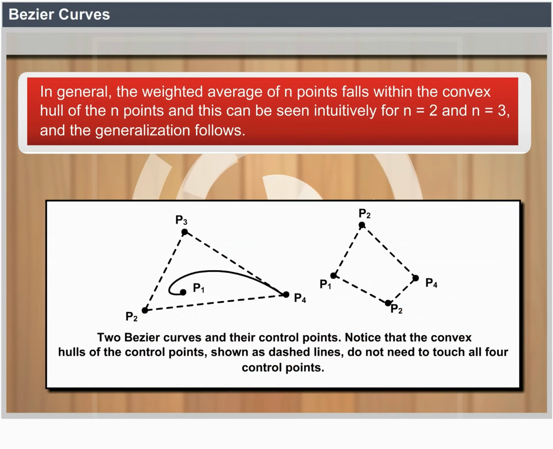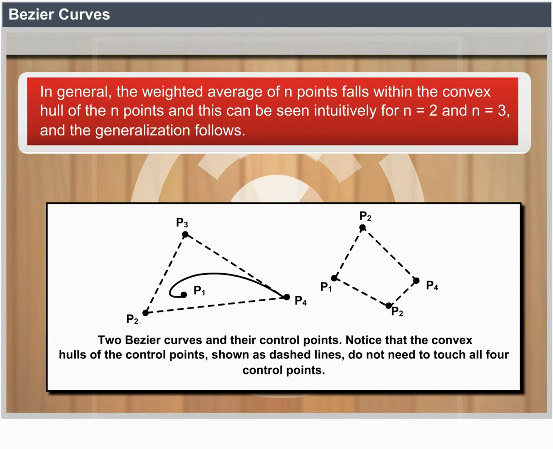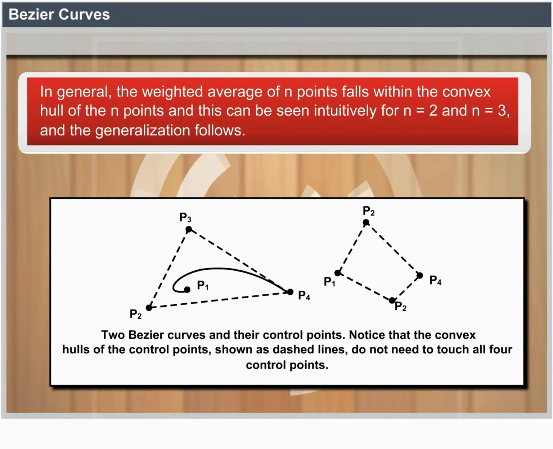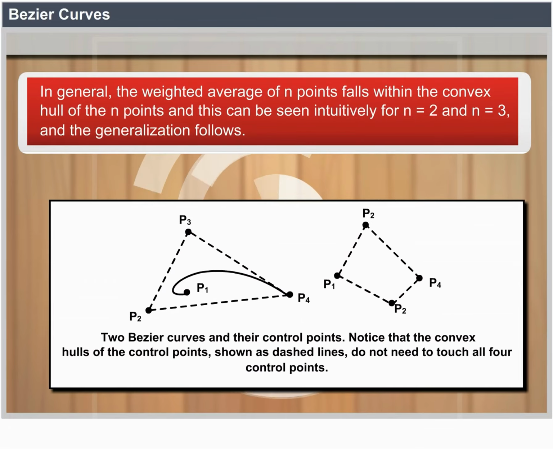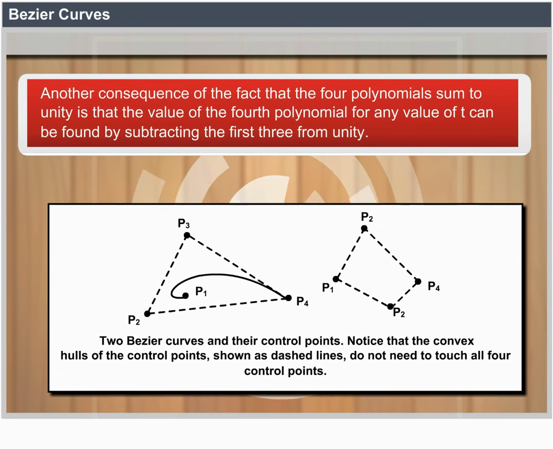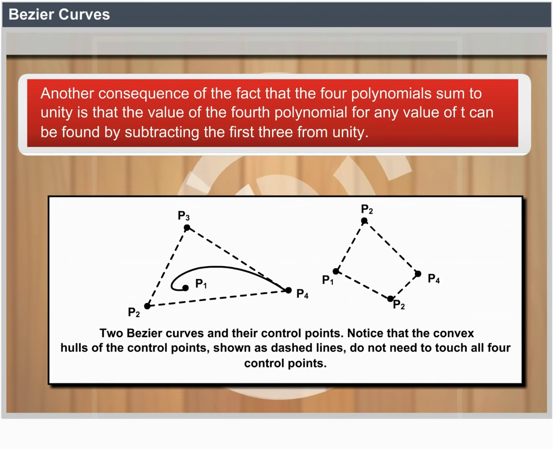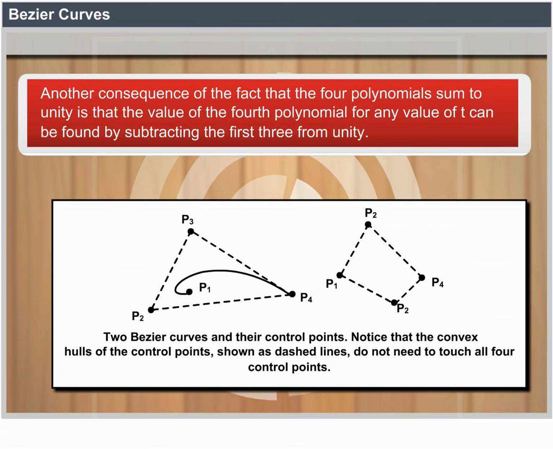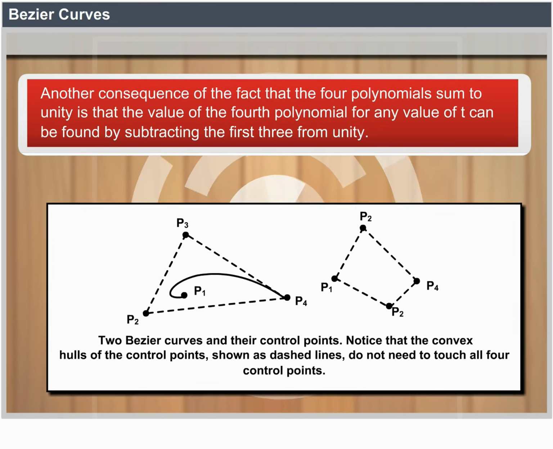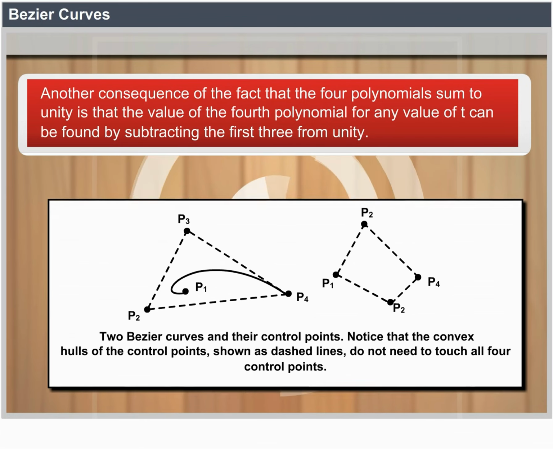In general, the weighted average of n points falls within the convex hull of the n points. This can be seen intuitively for n equals 2 and n equals 3, and the generalization follows. Another consequence of the fact that the four polynomials sum to unity is that the value of the fourth polynomial for any value of t can be found by subtracting the first three from unity.